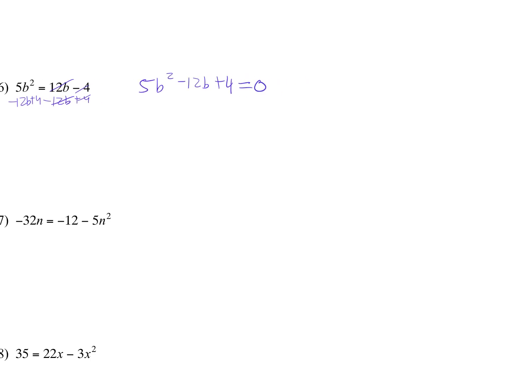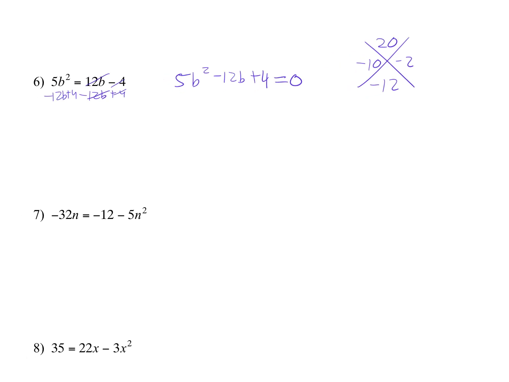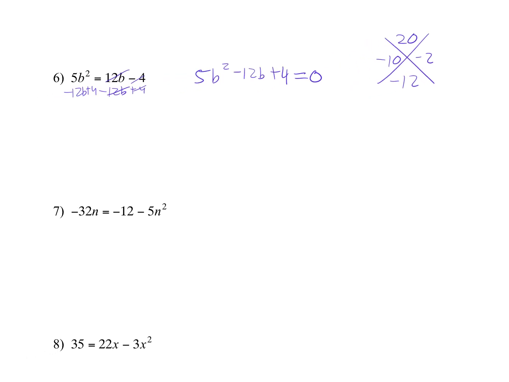All right, and now can we take out a GCF? We cannot. So we just want to factor by grouping or slide and divide, whichever one. So if you make this x, 5 times 4 is 20. So we want factors of 20 that add to negative 12. And this is going to be negative 10 and negative 2. All right, so I'll do this one the old way, right? I'll show you guys how this is going to work. Once we get our negative 10 and negative 2, split up the negative 12b to be negative 10b minus 2b, right? And then just bring everything else down with it.